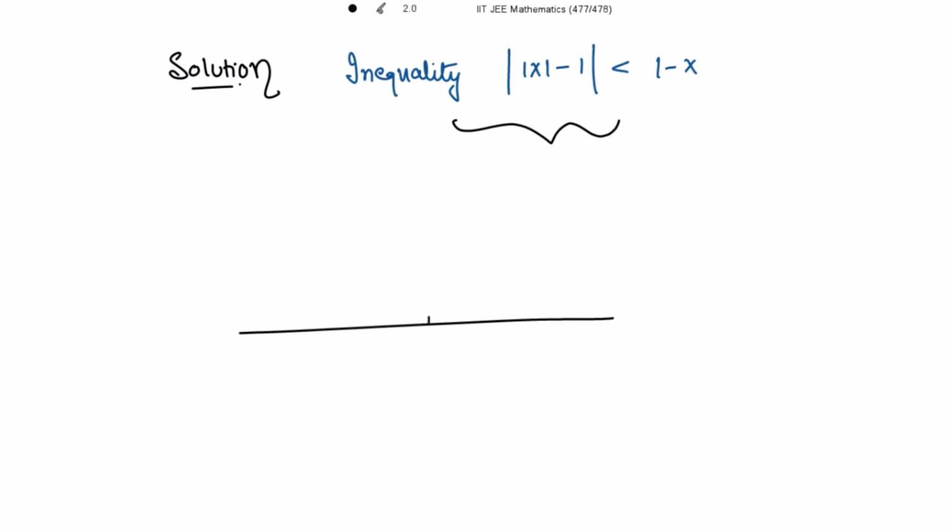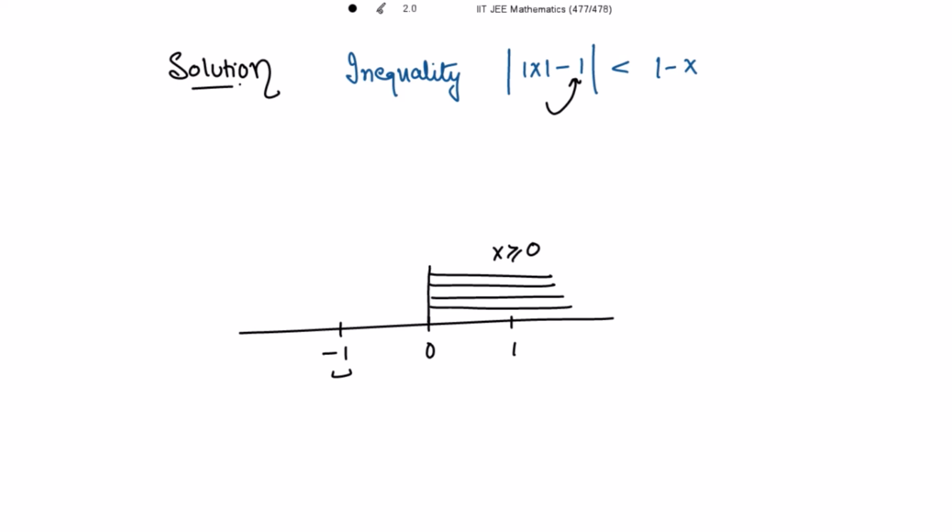Suppose this is your number line and this is the point -1 and this is 1. Inside this mod we have the -1 term present, right? So we will take cases considering this -1. First case, let's take that if x is greater than equal to 0. What result does the inequality give on that, right?